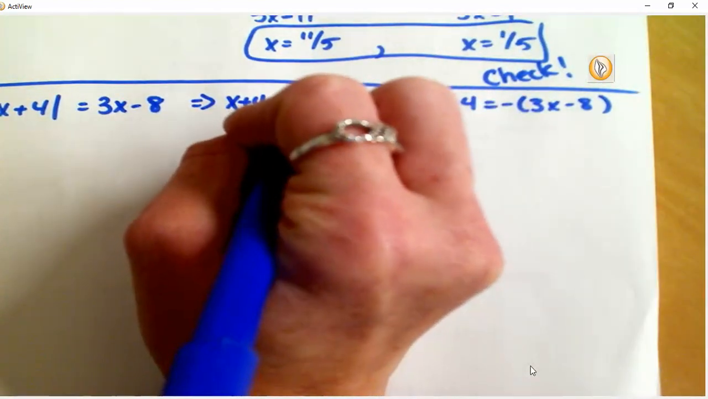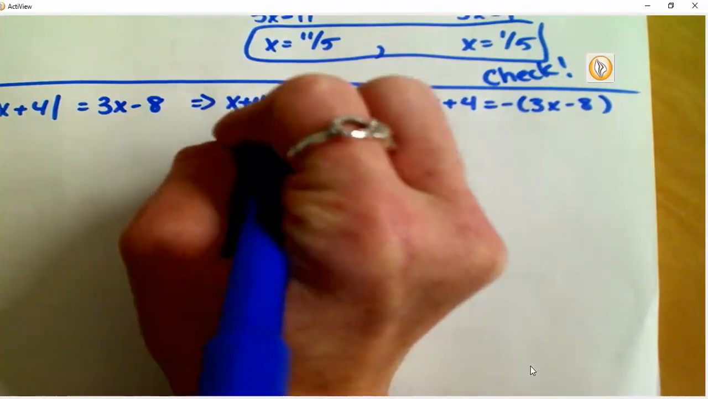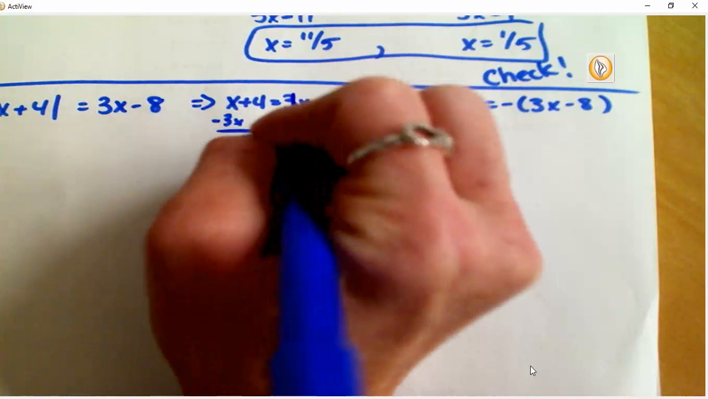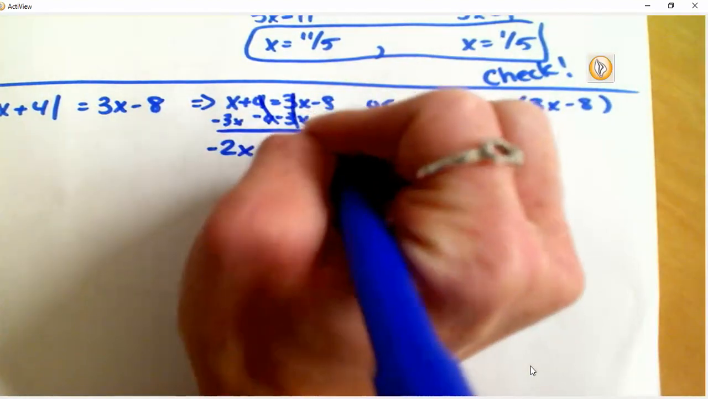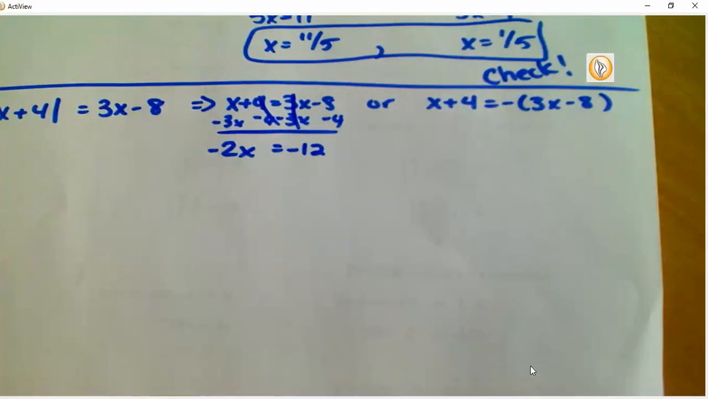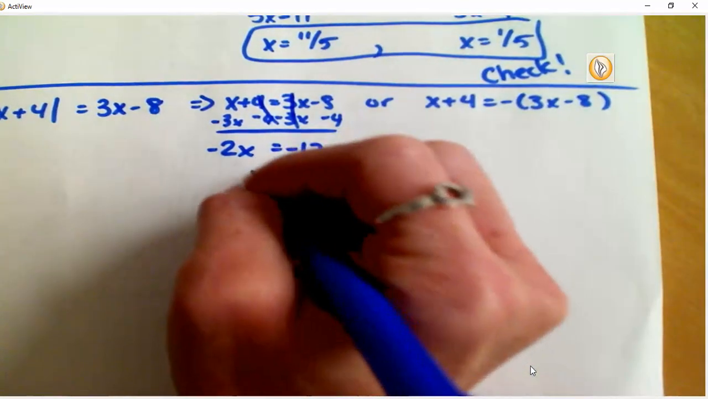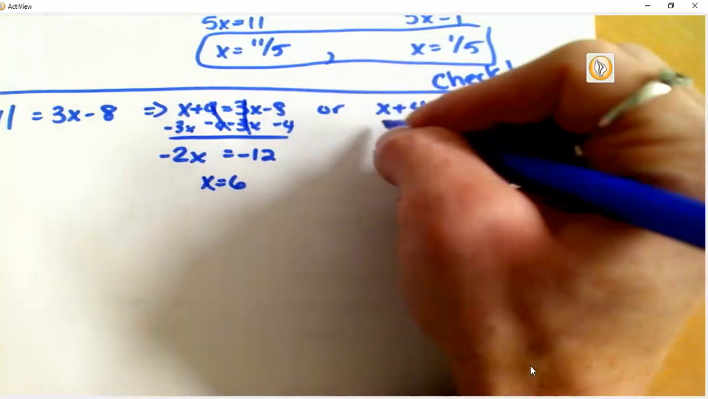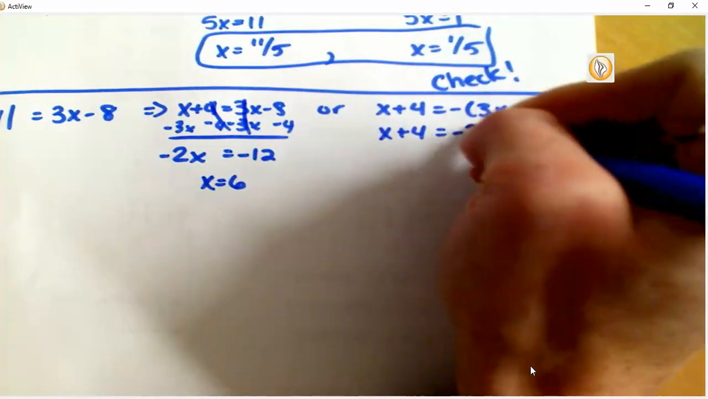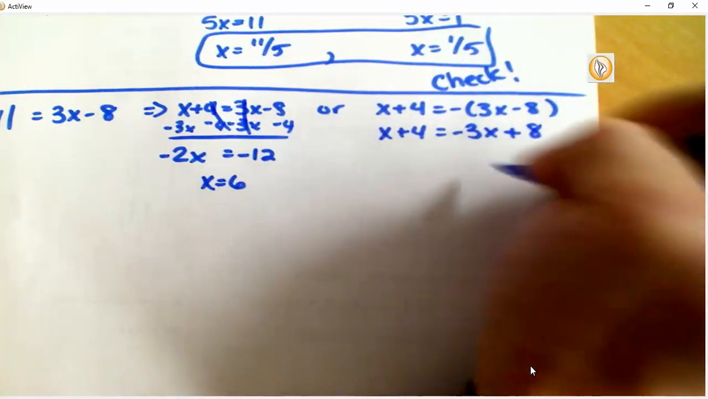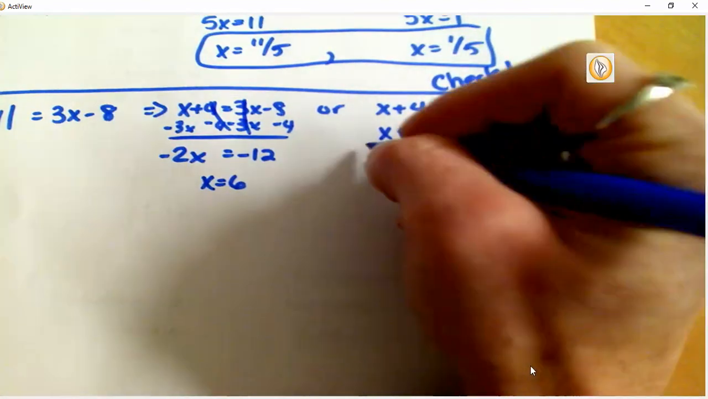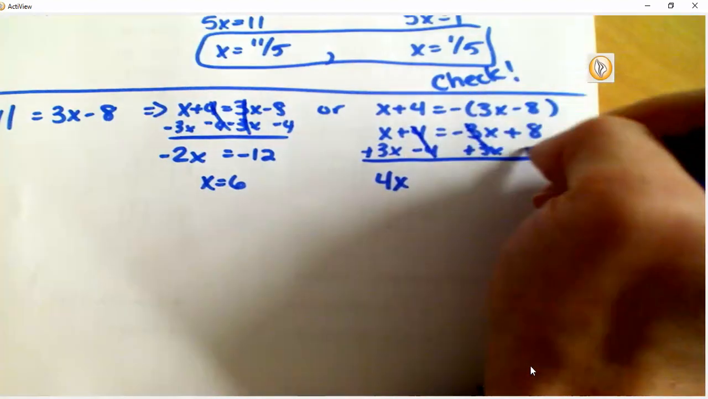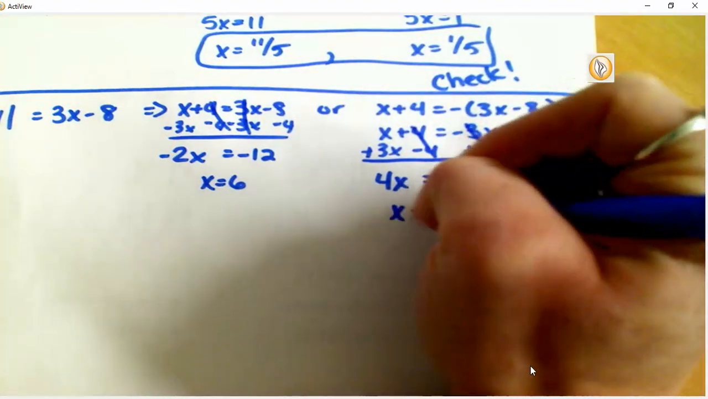So if I solve these, and this one, if I subtract over my 3x, it gives me a negative 2x. Subtract my 4 equals negative 12. Divide by negative 2 and we get 6. Over here, first distribute that negative, and we can add over the 3x. Subtract your 4. And we get 1.